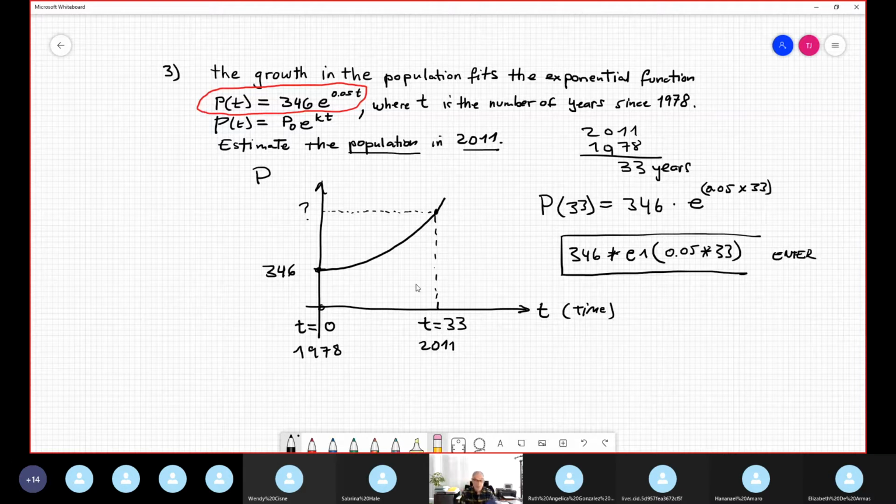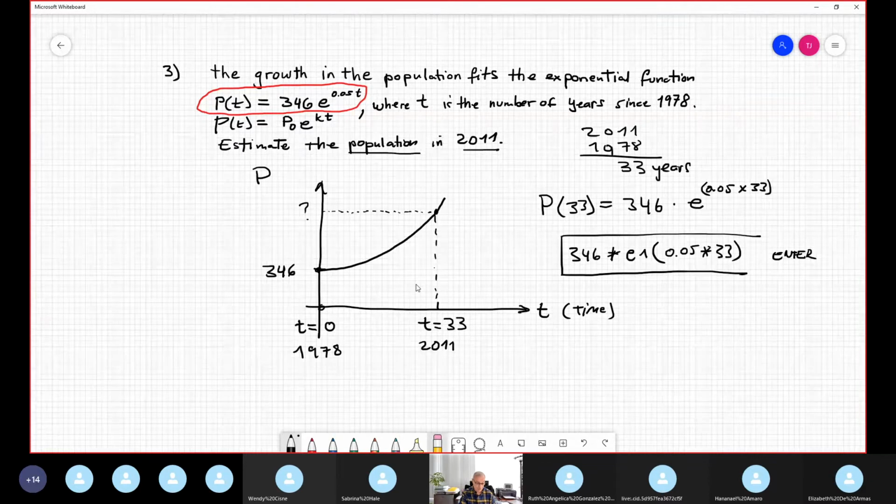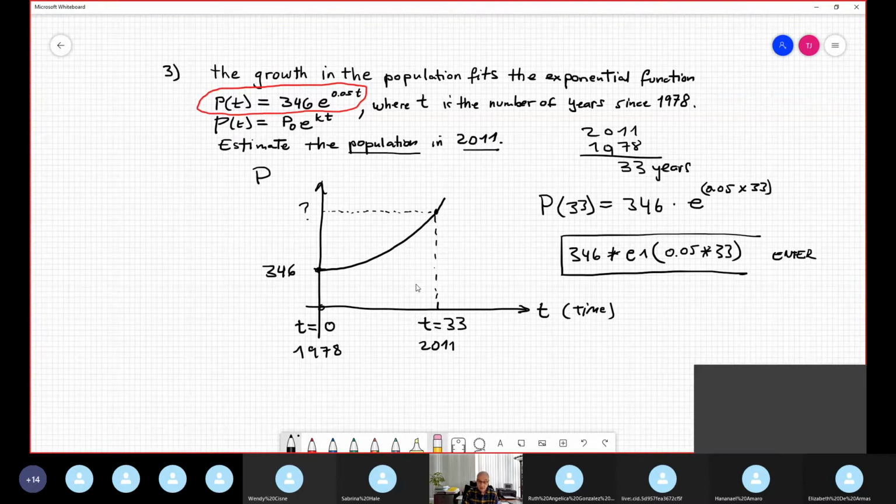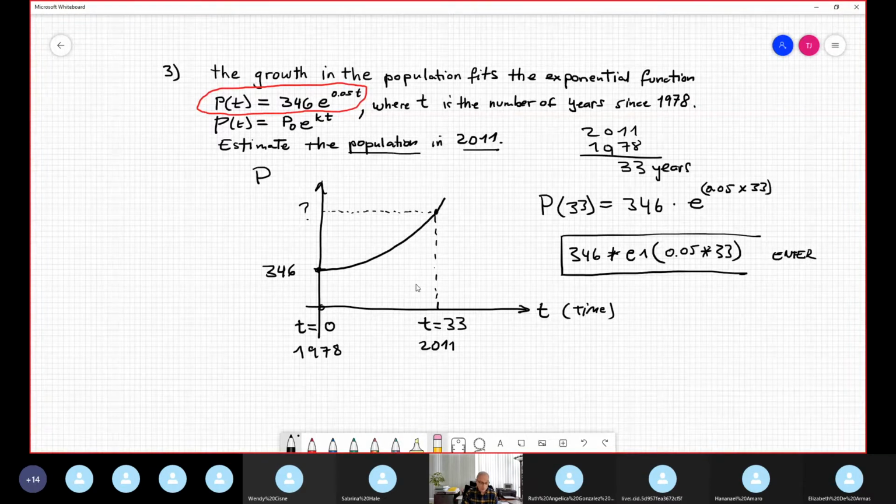Come on, let's do it. This is part of the review. Come on, everyone working. 346 times exponential, remember, is the same key as the natural logarithm, LN, but you press second and you press that key. Exactly. Yes. Let me finish. 0.05 times 33. Close the parenthesis, press enter. Bam. Exactly.